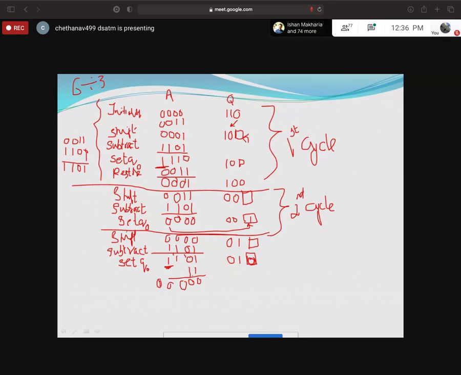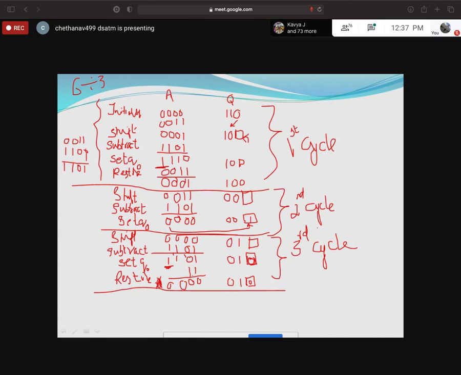This carry 1 is an overflow bit, more than the 4th position. If I get a bit there, that's an overflow bit, just neglect it. So now you are going to get 0, 1, 0. So you have restored, and by this I've completed my third cycle. Actually there are only 3 bits, so it will take only 3 cycles. You have to stop it here. Don't go to further procedures.